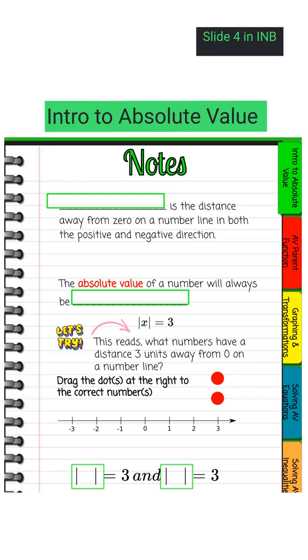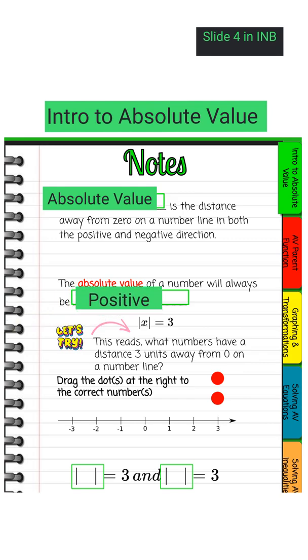First, let's look at a couple of definitions. The first one is the distance away from zero on a number line in both the positive and negative direction. That is absolute value. Absolute value is the distance away from zero, so that is the true definition of absolute value. Now, if you're thinking about the distance away from zero, distance can never be negative. So the absolute value of a number will always be positive.